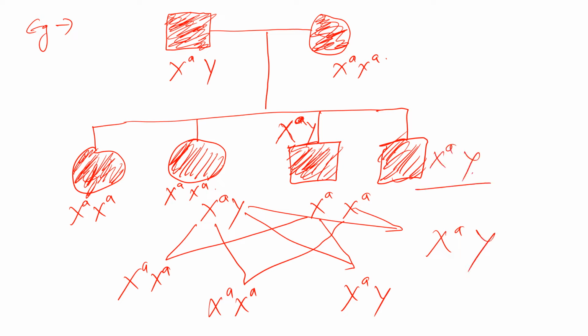So here in example number 2, we see that in case of X-linked recessive inheritance, if both the parents are affected, all their offsprings will also get affected.